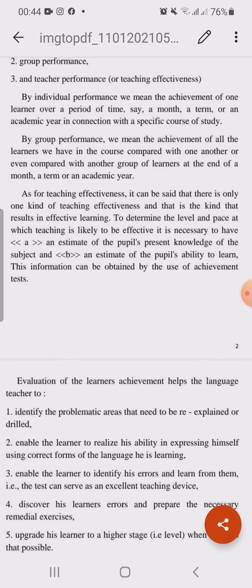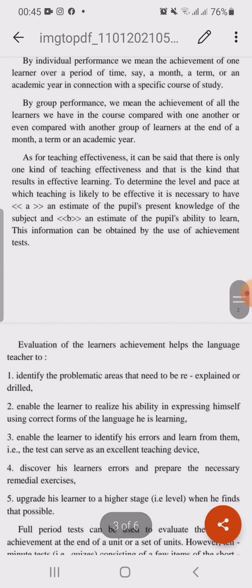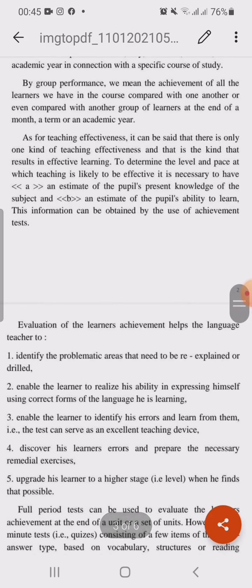At the end of a month, a term or an academic year. As for teaching effectiveness, it can be said that there is only one kind of teaching effectiveness, and that is the kind that results in effective learning. يعني الطريقة الوحيدة اللي يأثر بها التعليم هو اللي يكون نتائجه جيدة بالنسبة لعملية التعلم.